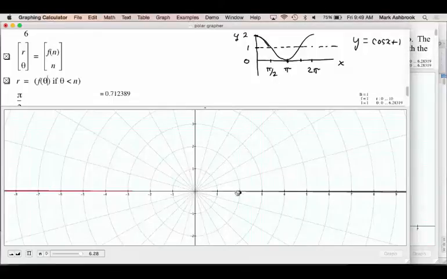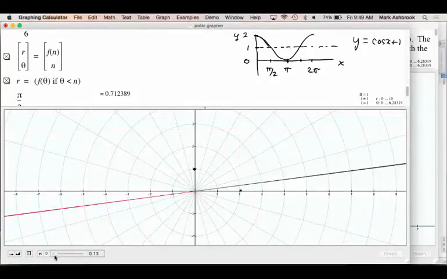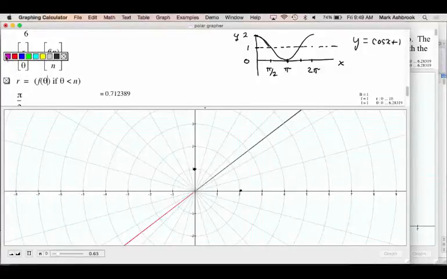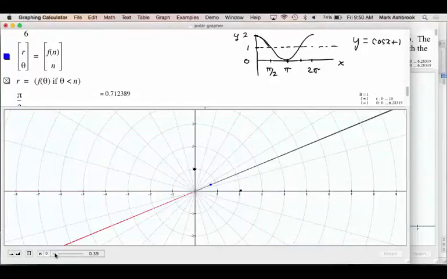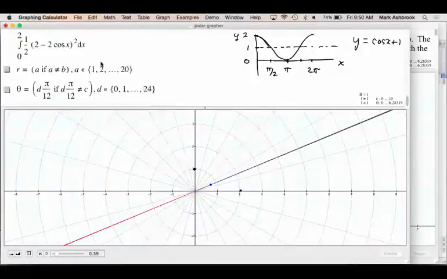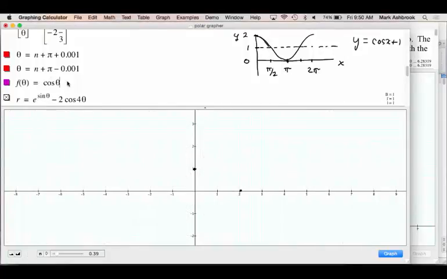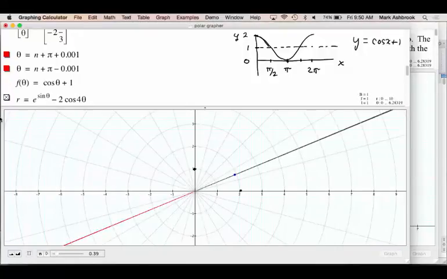So what does that mean? At theta equals 0, we're at 2. And by the time we get to pi over 2, we'll be at 1. Now that's not going to go like this. So let's look at the angles. Imagine it decreasing down to 1. Let's just turn the points on. I got the wrong graph. What's going on? There we go. Okay, watch.